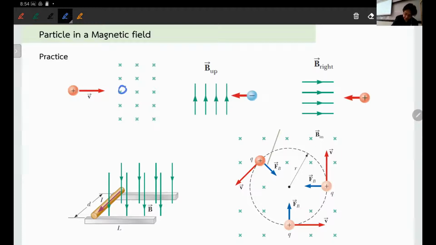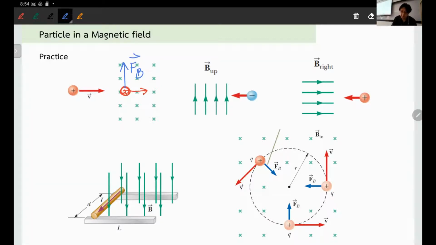Okay, let me write it. Once it enters the magnetic field area, forefinger point toward the V, curl into the page, your thumb pointing up. So in this case, the force will be upward. Okay, cool. All right, try again.